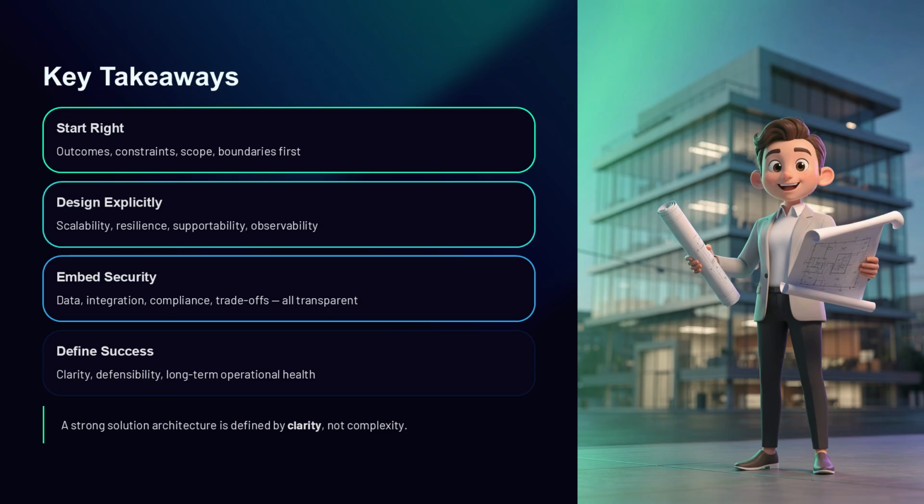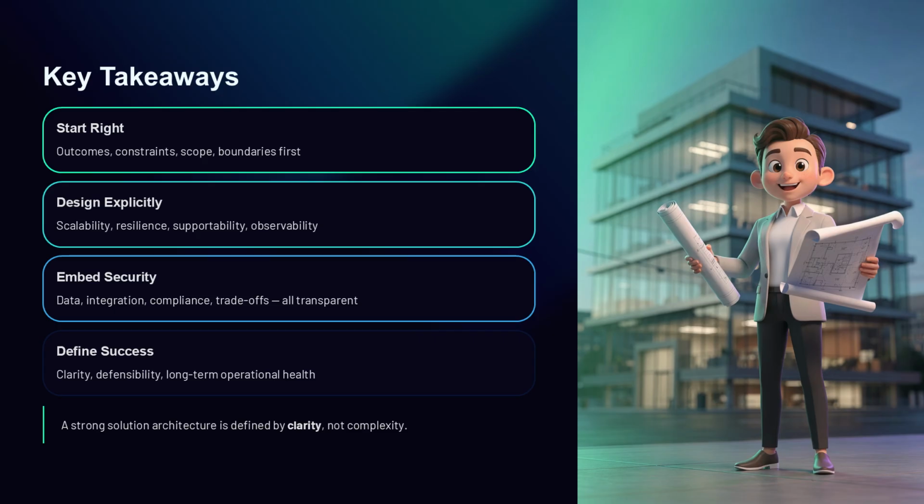Let's now discuss the key takeaways from what you learned so far, so you can create solution architecture that scales and stays supportable. Solution architecture design turns enterprise intent into a buildable design that delivery teams can implement consistently and operations teams can sustain confidently. You start with outcomes, constraints, scope, and boundaries. Then use a small set of purposeful views to make the solution understandable and defensible.